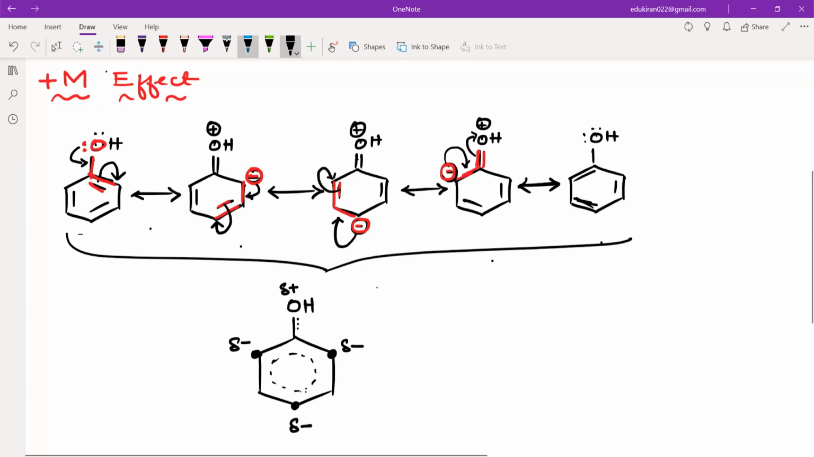Now I hope you guys know that the position adjacent to OH will be ortho. This is the ortho position, this is also the ortho position, and this is the para position. Yes or no, guys? Okay.